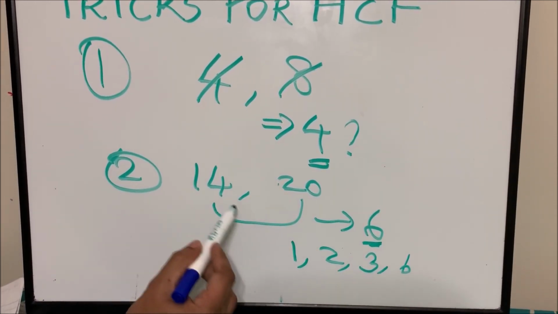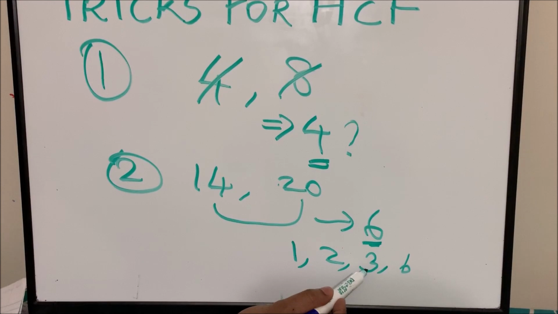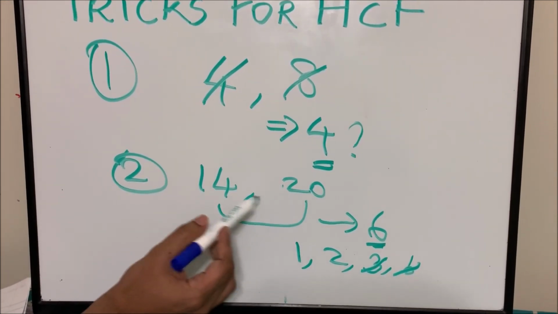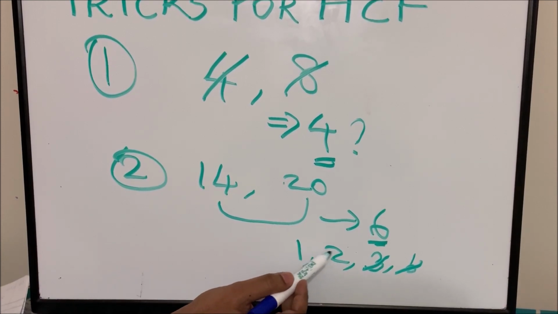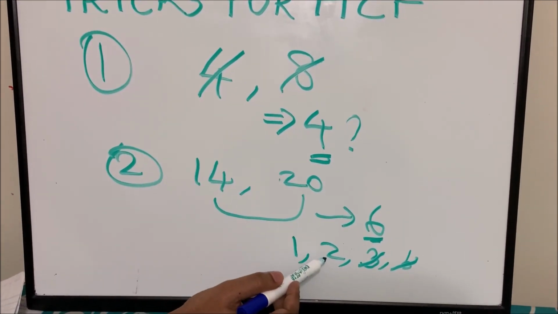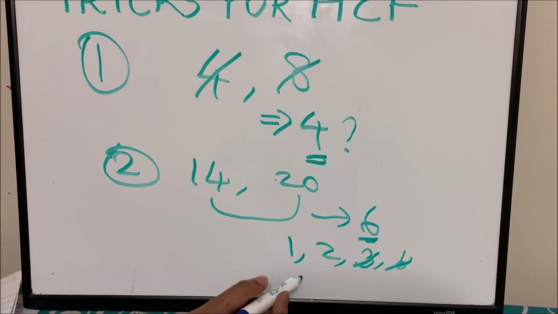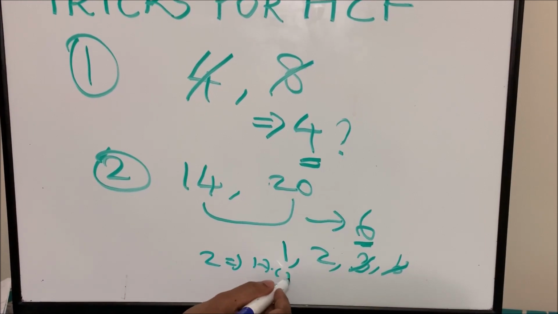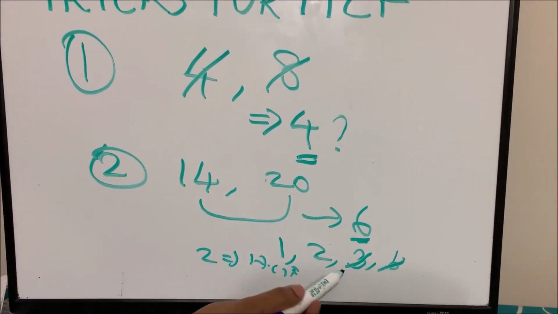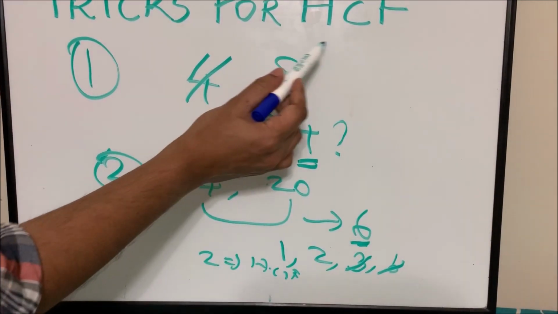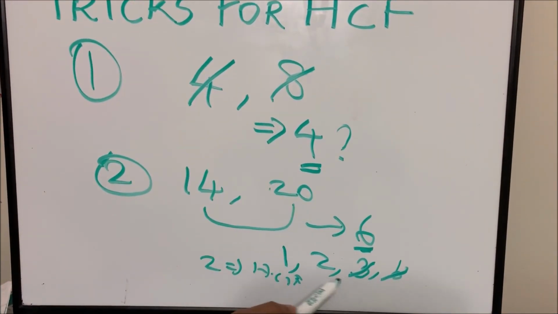Now is 14 divisible by 3? No, let us leave that. And is 14 divisible by 2? Yes. And is 20 divisible by 2? Yes. So 2 is the HCF. Why we start from the highest number is because this is the highest common factor. We have to check from the highest number.